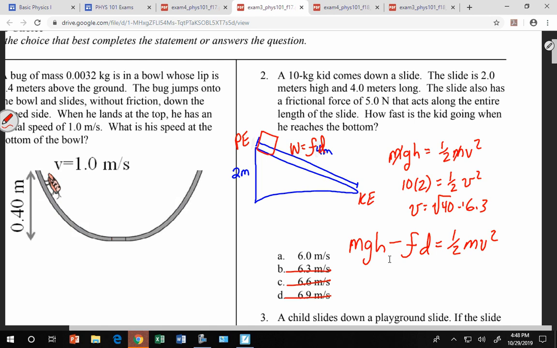So I would say mgh, 10 times 10 times 2, minus 5 times 4. I multiplied the force times the distance over which the force acts. That is equal to 1/2 of 10 times v squared. 200 minus 20 is 180, divided by 5. That must be 6. Yeah. Okay.